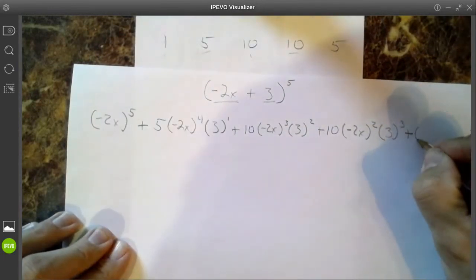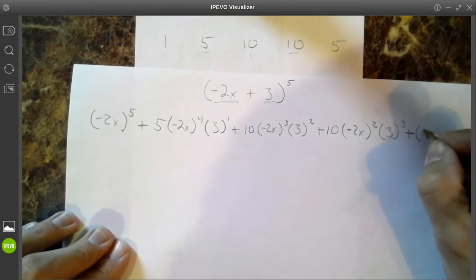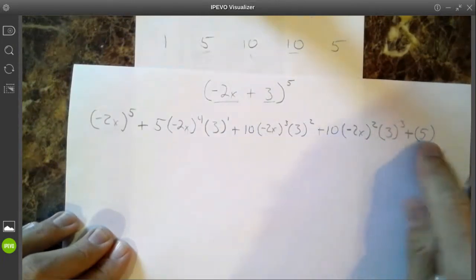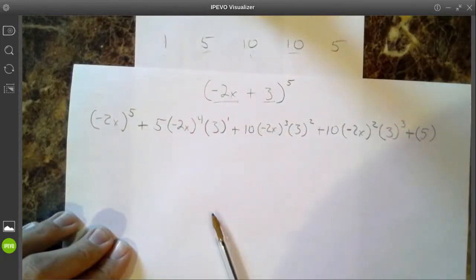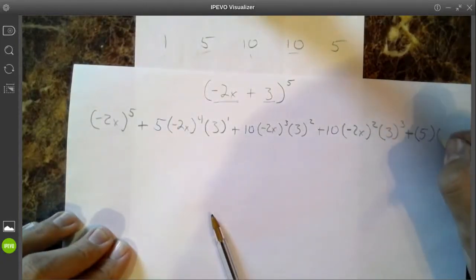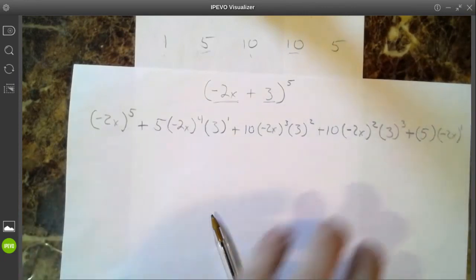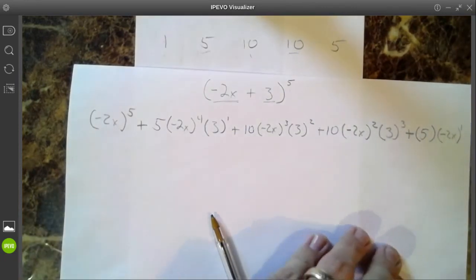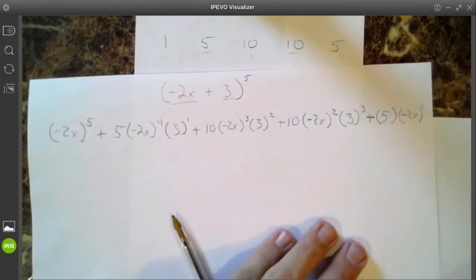And even writing my paper sideways, I wasn't able to squeeze it all in. So there's going to be a 5 right here. I don't know why I have it in parentheses. And it'll be a negative 2x to the first power. Guess I got to squeeze in a second piece of paper here.